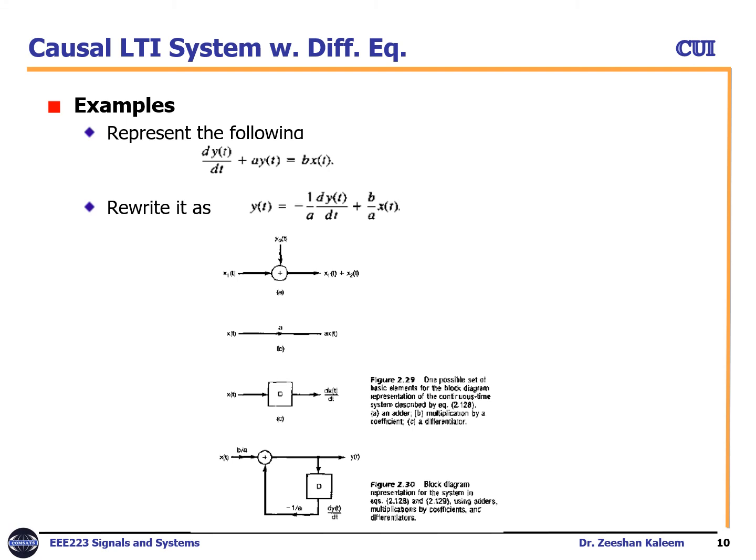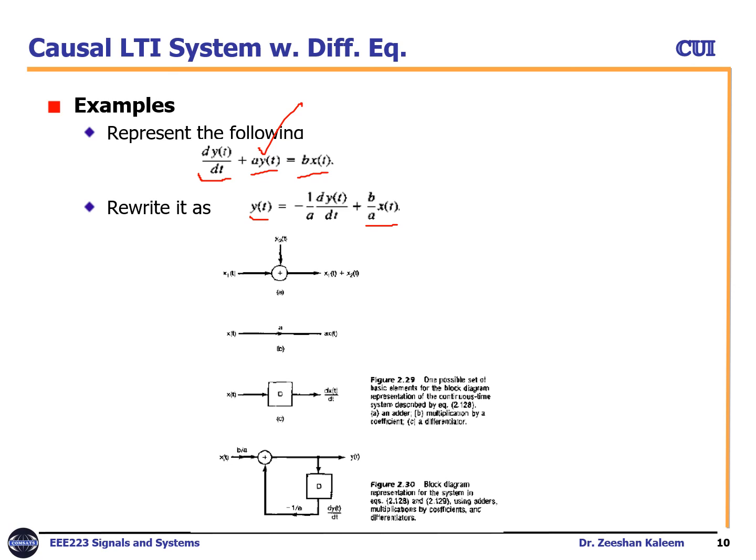This is another example where we have a differential equation, a dy/dt plus a y(t) equals b x(t). As you know, we need the output, which is y(t), so we rearrange. After rearranging, we get y(t) equals minus 1 over a dy/dt plus b over a x(t). Here we need the block diagram.